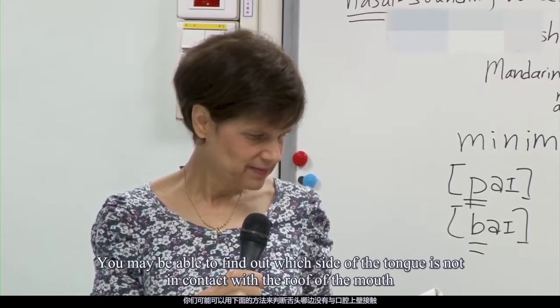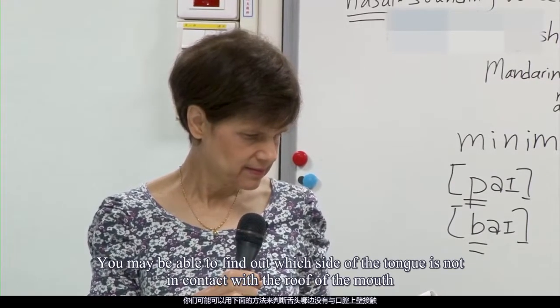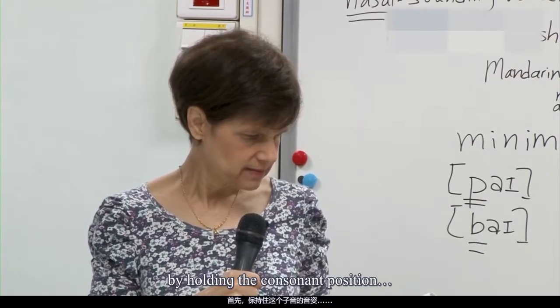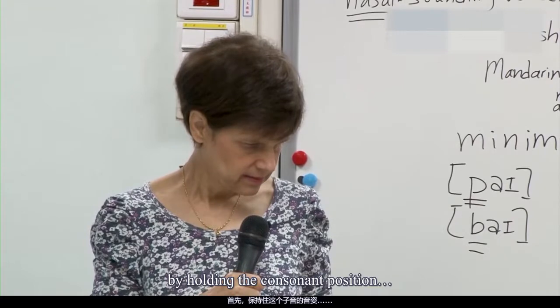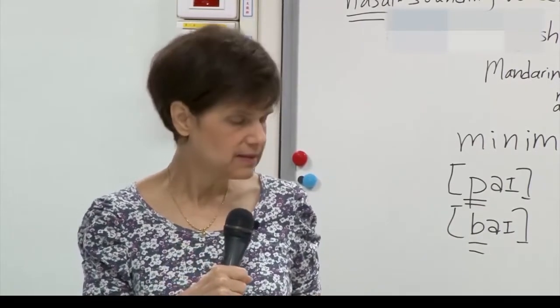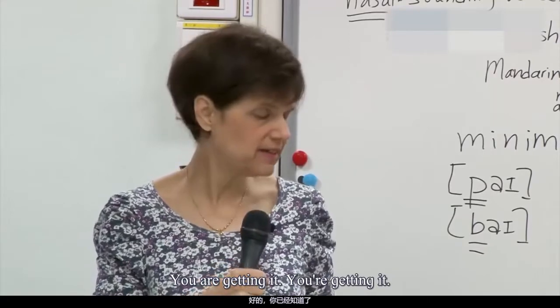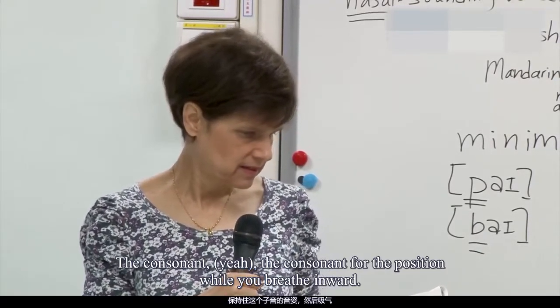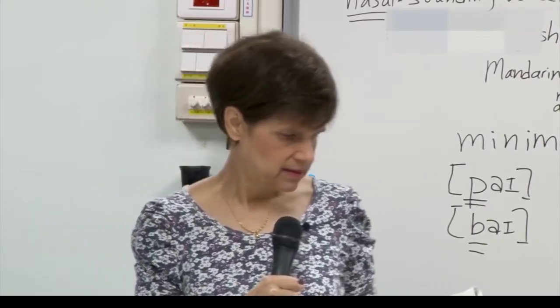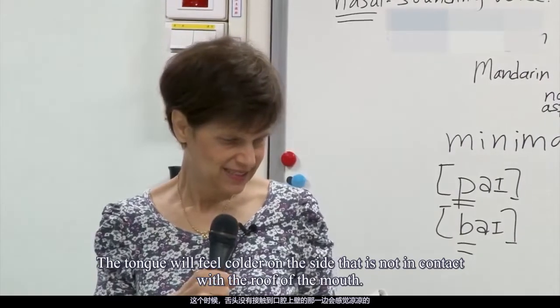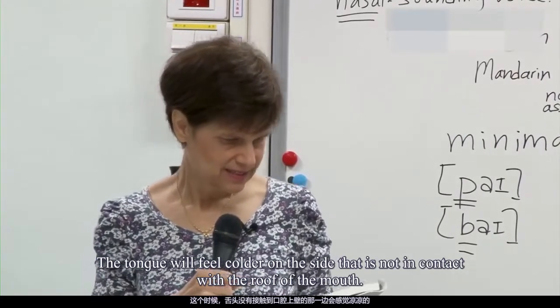You may be able to find out which side of the tongue is not in contact with the roof of the mouth by holding the consonant position. Ka. Just try to say it. Ka. You're getting it. Hold the consonant position while you breathe inward. The tongue will feel colder on the side that is not in contact with the roof of the mouth.